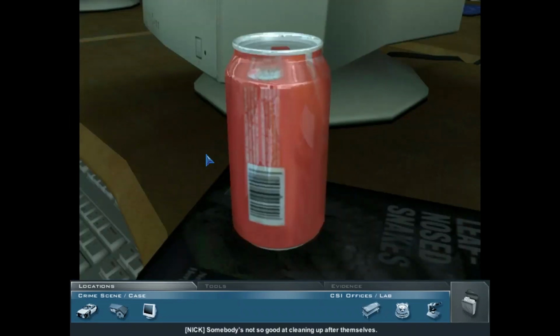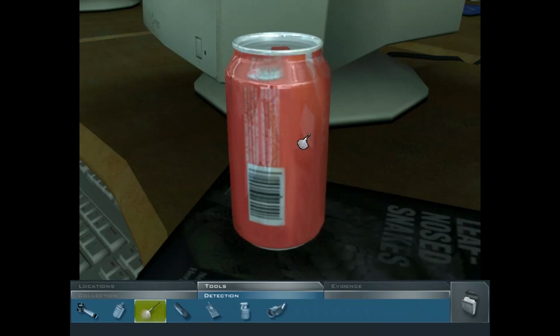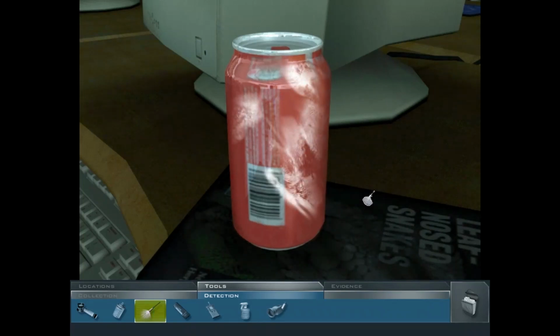Somebody's not so good at cleaning up after themselves. But more importantly, we've now found the same brand of soda in both the computer lab and Riley's apartment. It might be hard to get good prints from a can, but it's worth a shot.